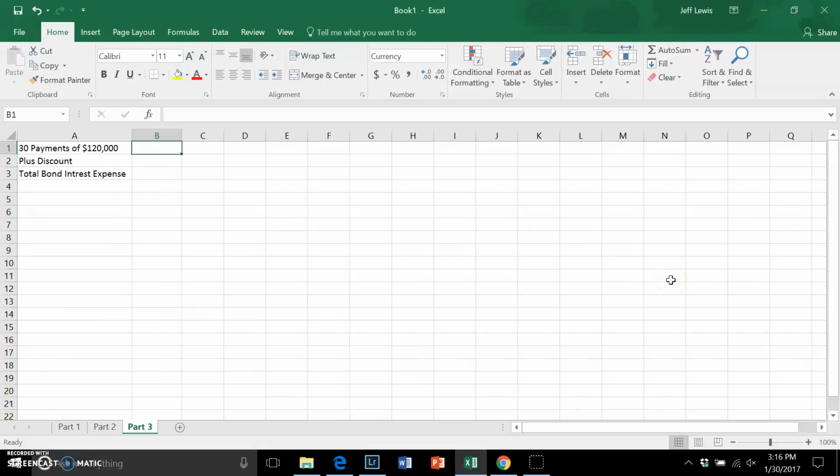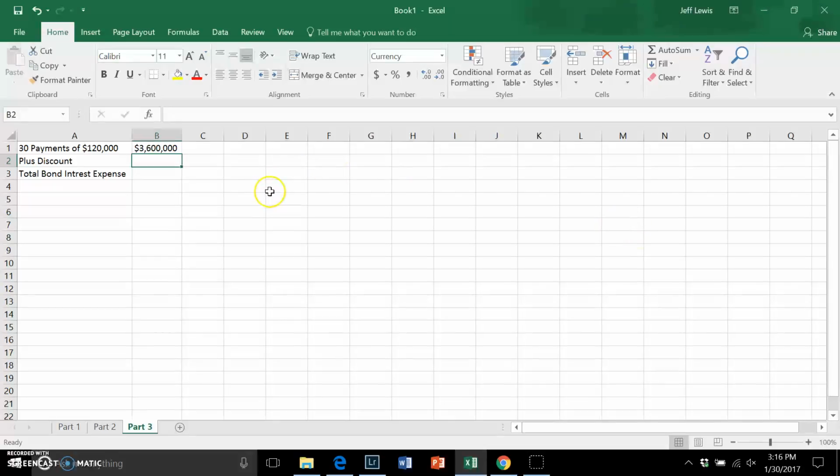This is part 3 of problem 10.2a, and it says determine the total bond interest expense to be recognized over the bond's life. So there's two ways of doing this, and I'm going to teach you the simpler way. So there's 30 payments of $120,000, which was the cash payment, which we determined in the problem before. So we're going to do 30 times 120,000. That should equal 3,600,000.